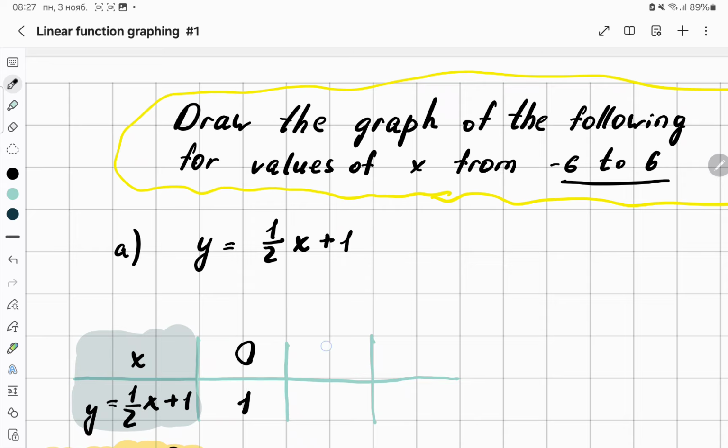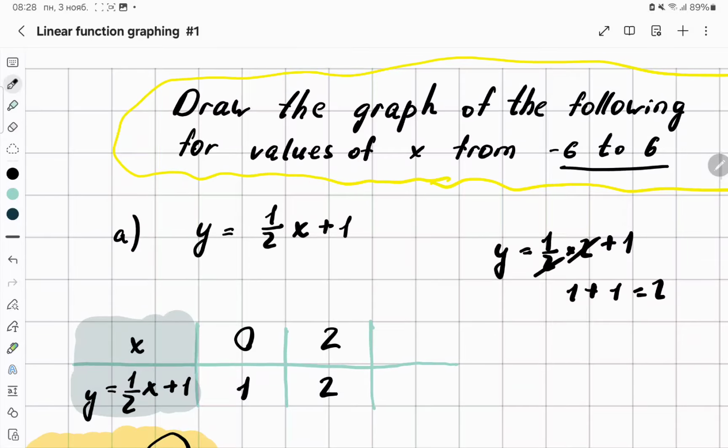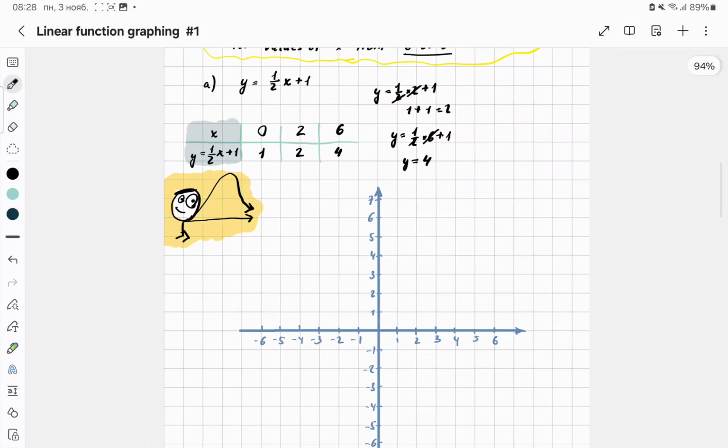Now let's work with 2. For 2, 1/2 times 2 plus 1. The 2 is reduced and 1 plus 1 is 2. So it is 2 and 2. And for the next one, let's say 6. Again we do the same thing: 1/2 times 6 plus 1. After reduction we get y equal to 4. And now it's the right time to place all these points in our prepared system of coordinates.